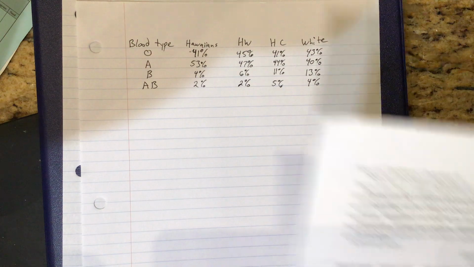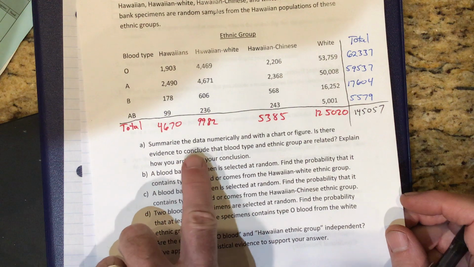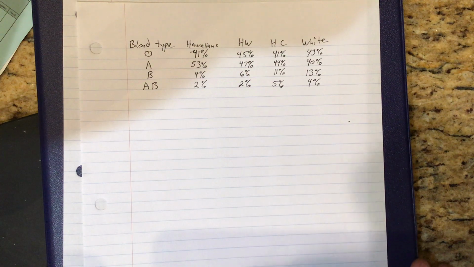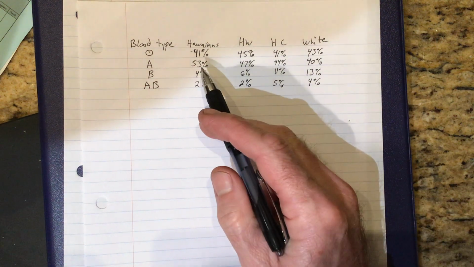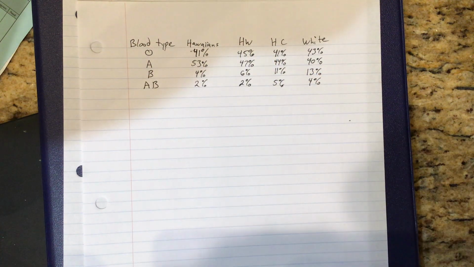Okay, so question now, looking at what we just calculated. Is there evidence to conclude that blood type and ethnic group are related? Okay, so take a look. And so what we're saying is, if I told you a person came from, say, the Hawaiian ethnicity versus one of the other ethnicities, would you think, oh, that information is not going to help me guess their blood type at all? Or would you say, knowing that information might change my guess as to their blood type?